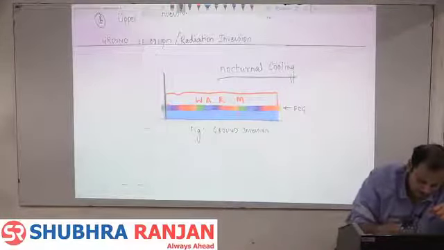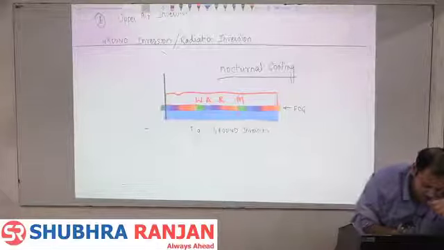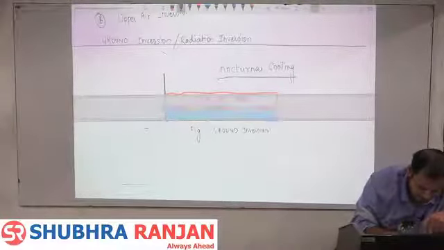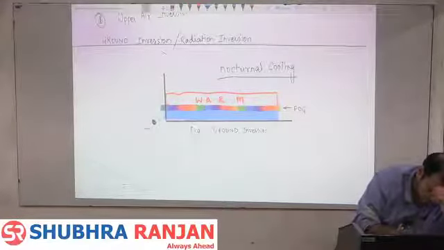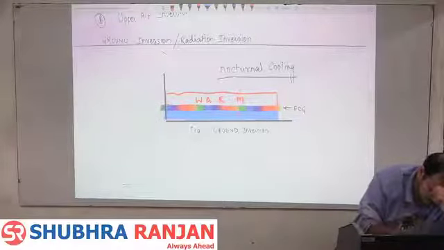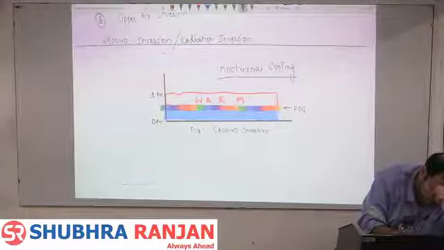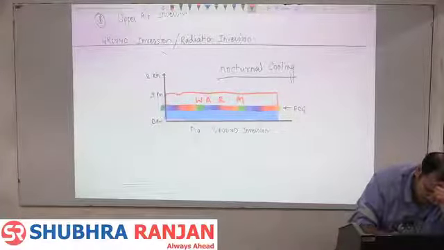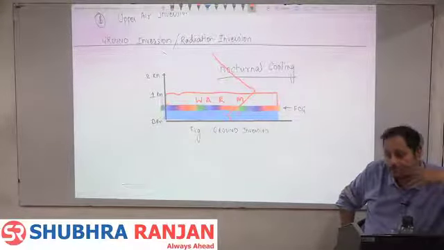Next point, such temperature inversion is present throughout the year in polar regions, but in the middle latitudes, it occurs only during the winter season.